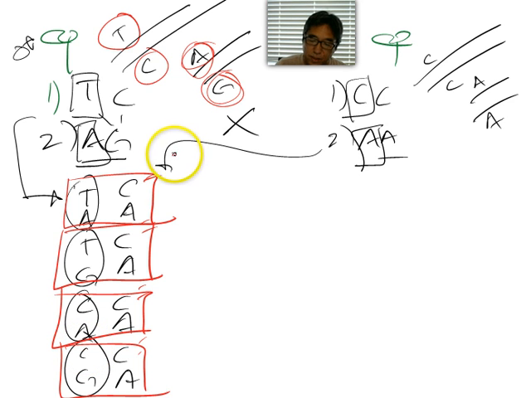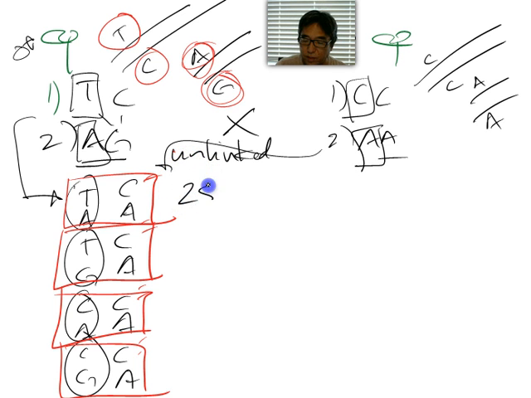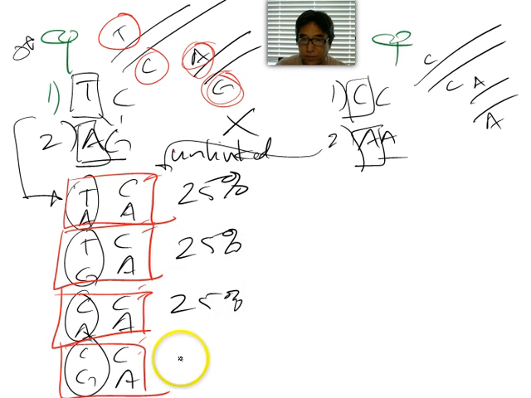Therefore, if it's unlinked, let's make this unlinked, in the end the progeny will be distributed like this: 25% with this genotype, 25% with this one, 25% with this one, and then finally 25% with this one.